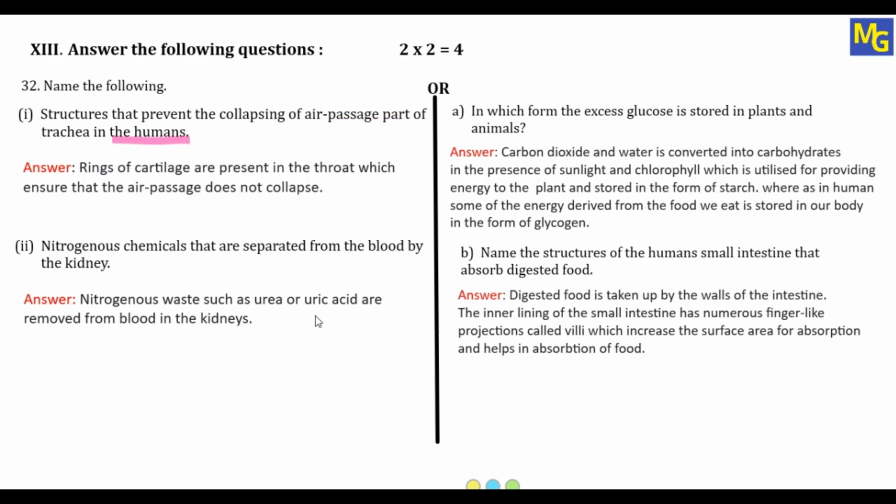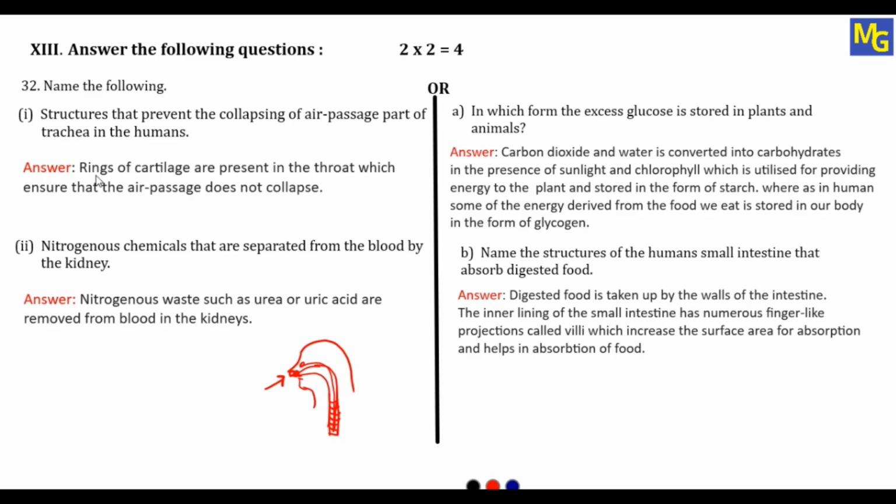As we know the respiratory system of the human being, once the air enters from the nostril, so imagine here there are the nostrils. Once the air enters into the nostril, it goes into the nasal cavity and then it enters from this passage which is called the trachea. So this pipe which is called the trachea has some C-shaped cartilaginous tissue like this. All this cartilage which is present is called rings of cartilage, and these tissues help to prevent the collapsing of this air passage, means this trachea. So therefore, here our answer is rings of cartilage.